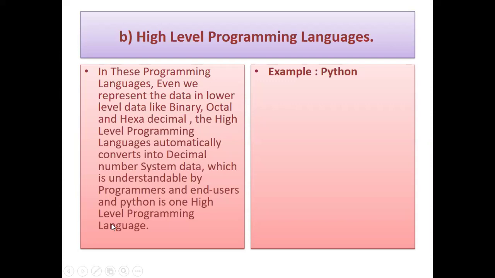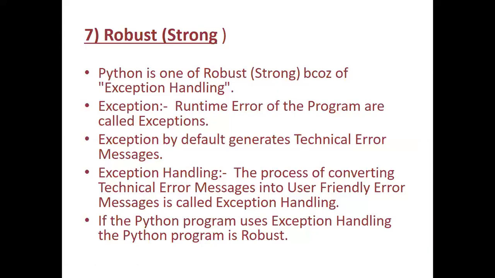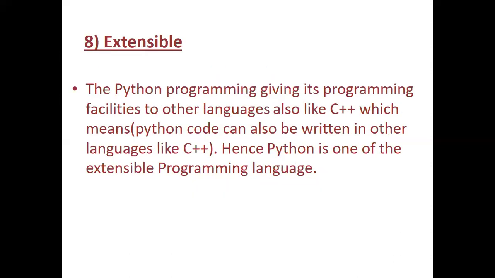Let's proceed further. Now, this is a robust programming language because of its exception handling. Exception is what? Runtime errors of the program are called exceptions. Exceptions by default generate technical error messages. And exception handling means the process of converting the technical error messages into user-friendly error messages. If the Python programmer uses exception handling, the program becomes robust.